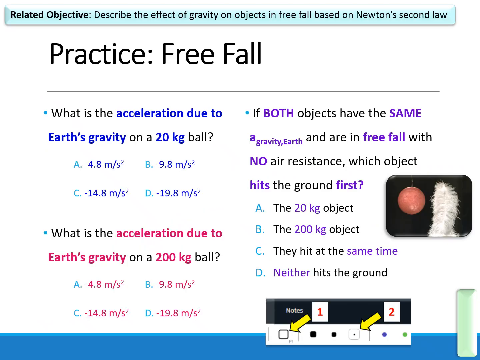Okay, so with that in respect, what is the acceleration due to Earth's gravity? Again, what is the acceleration due to Earth's gravity on a 20 kilogram ball? Well, lo and behold, that's a negative 9.8. What is the acceleration due to Earth's gravity on a 200 kilogram ball? Lo and behold, same thing, negative 9.8.